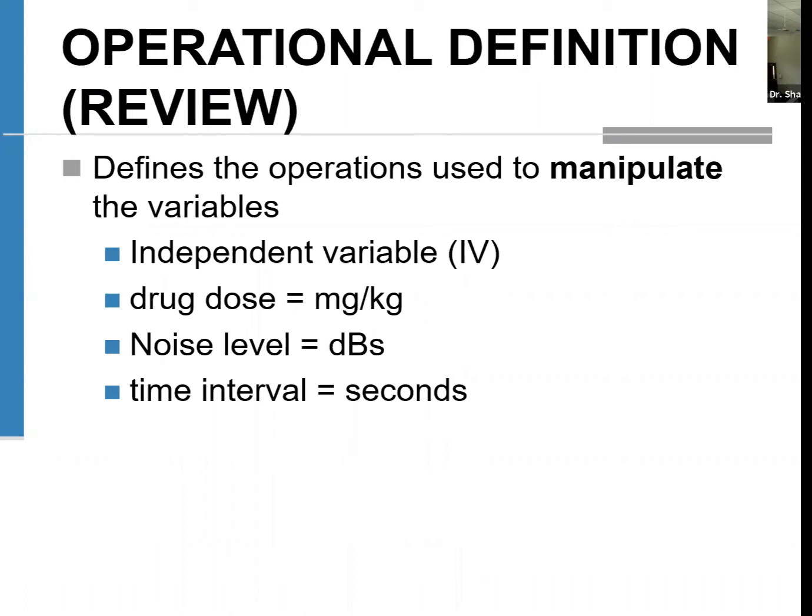Another example that we can have in terms of manipulating an independent variable is drug usage, right? So we can focus on that too. We can measure drugs based on milligrams, kilograms, time intervals. So those are other things that you could see in terms of manipulating that variable.